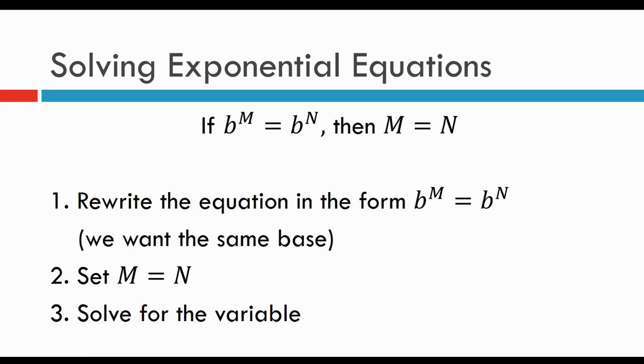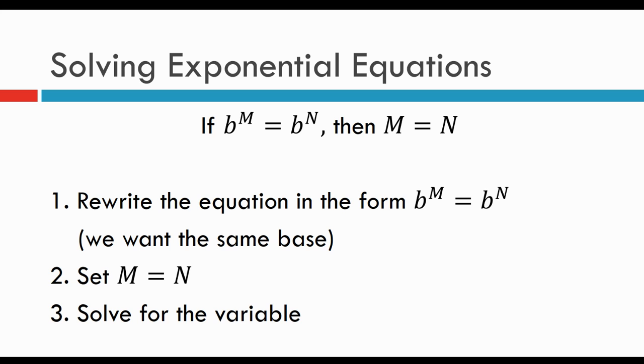So how do we solve exponential equations? There are several different types, and here's one situation. If b to the power of m equals b to the power of n, so as long as we have the same base on either side, we get to ignore the base and just set the exponents m equal to n. But we have to have the same base in order to just set the exponents equal.